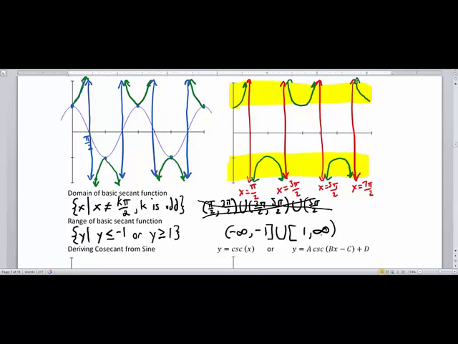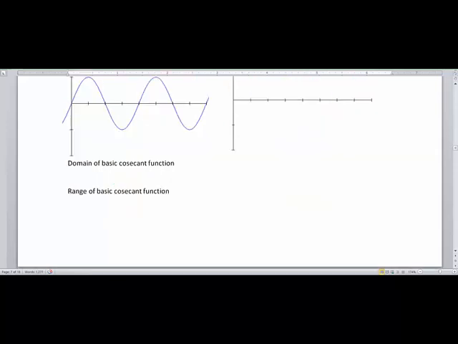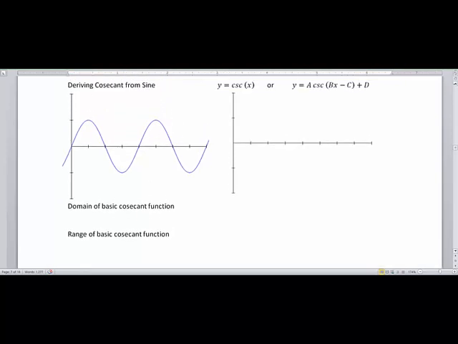Now what we're going to do in the next part of this video is derive the cosecant from the sine wave. Now this is going to go a little faster because we actually have the pattern established of how we're going to use the parent function, in this case sine, and we're going to now derive cosecant.